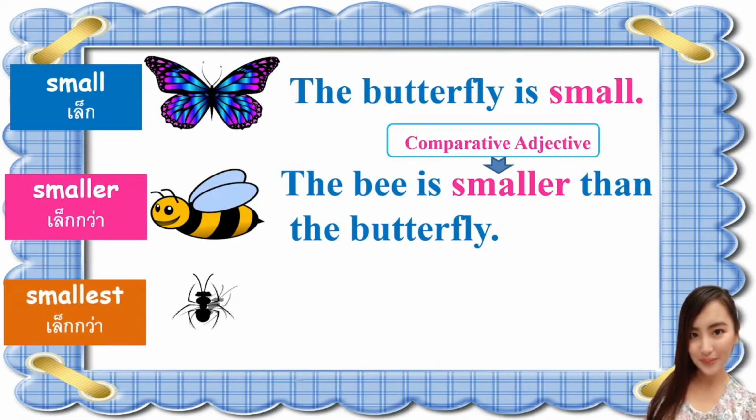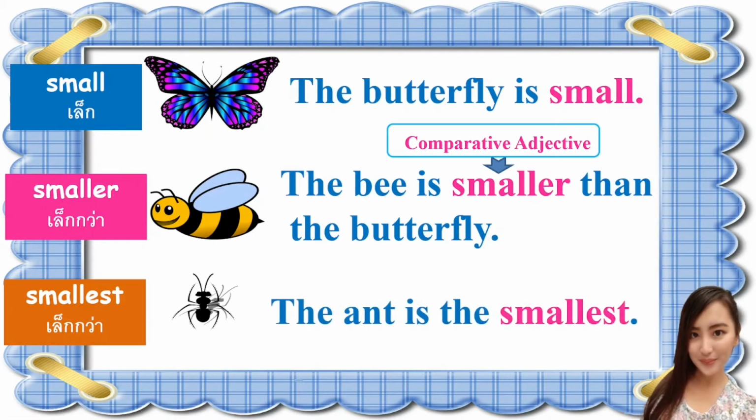And the last one is smallest. The ant is the smallest. The ant is the smallest of the three. So in here, we are comparing 1, 2, 3. That's why we use smallest, which is the superlative adjective.